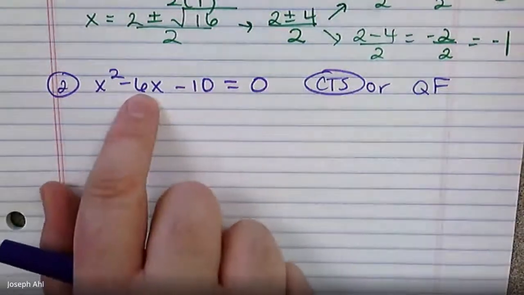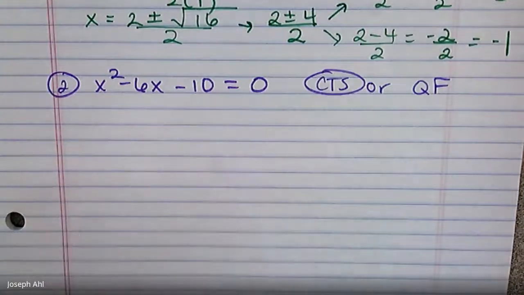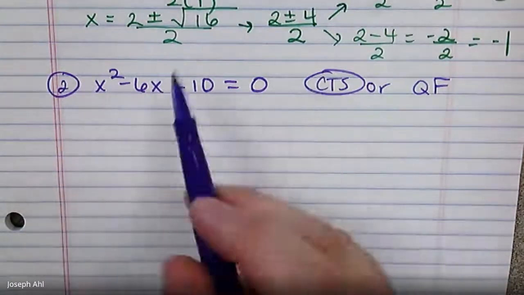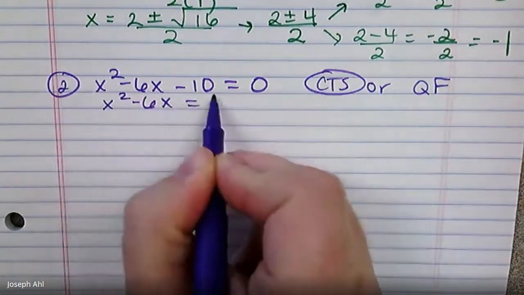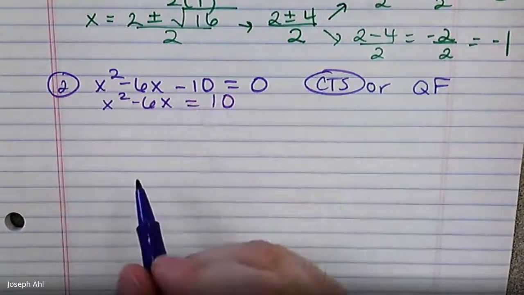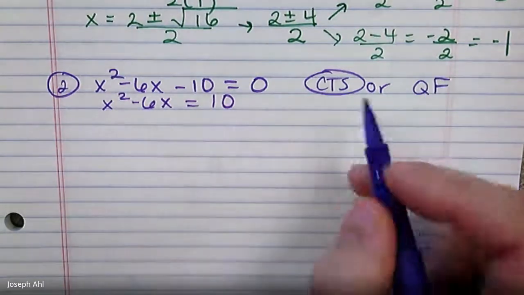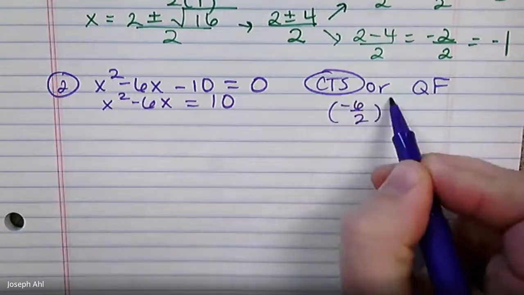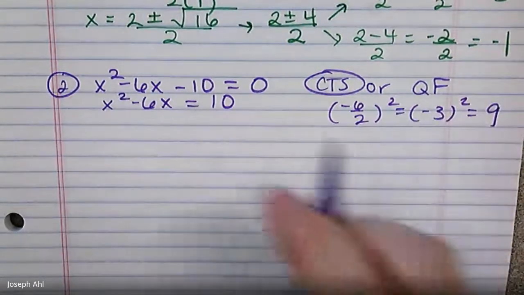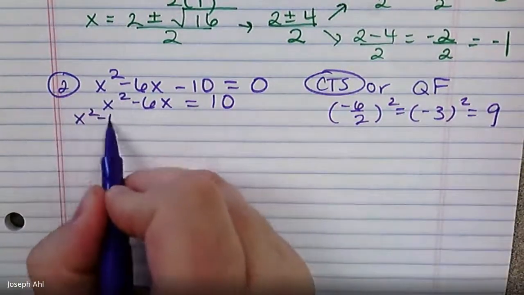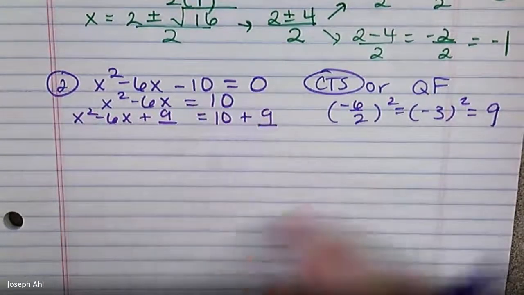I also like completing the square when b is even, because what do we have to do? We have to take b divided by 2 and then square it. So I kind of like this example for completing the square. So I'm going to start by adding the 10 to the other side, move that c value over. Then take the b divided by 2 and square it. So negative 6 divided by 2 squared would be negative 3 squared, which is 9. You can probably do a lot of that in your head. You don't have to necessarily write it down off to the side unless it helps to do so.